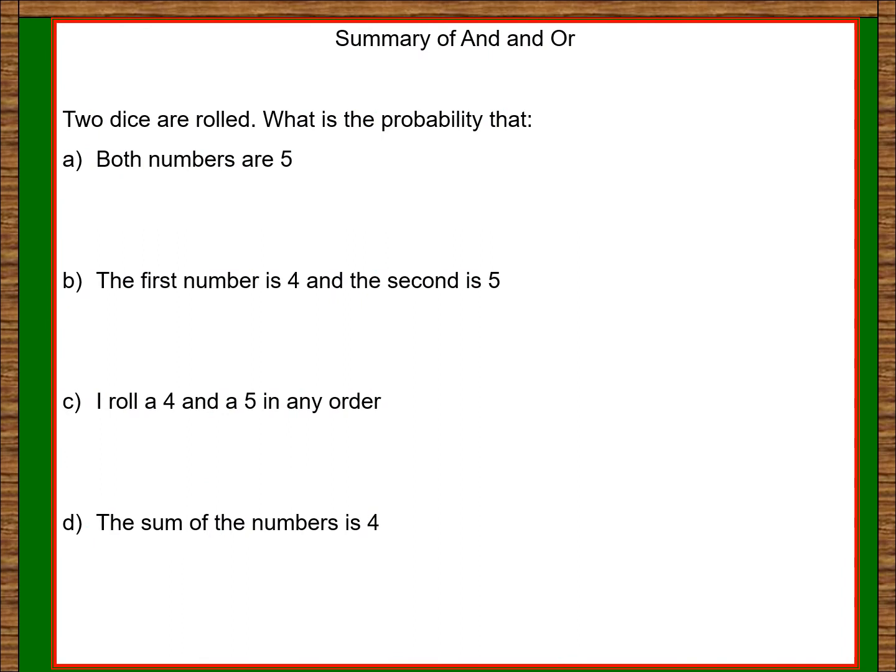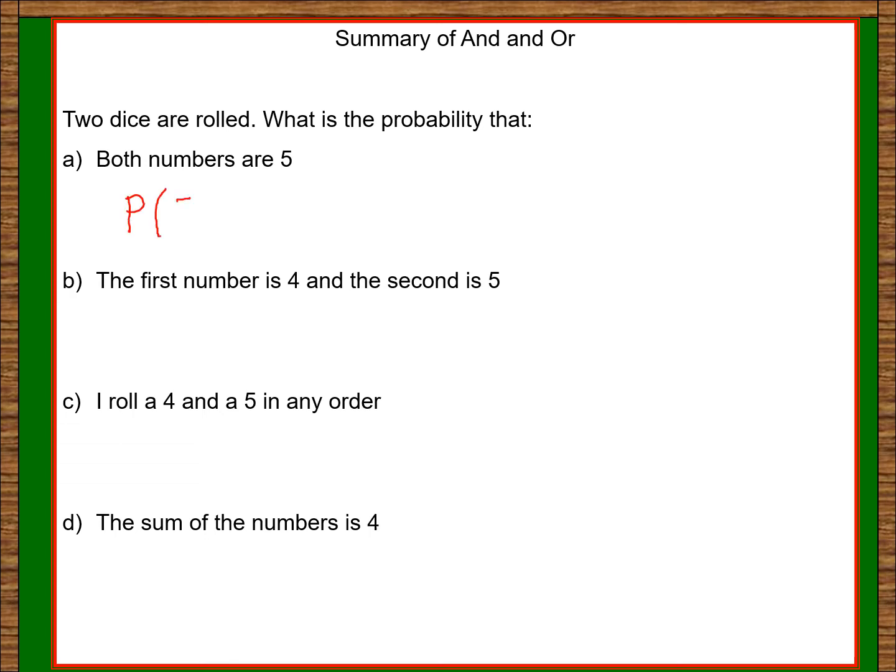Let's recap both the rules, the AND rule and the OR rule, and look at a question where they could be applied together. Okay, so let's look at 2 dice which are rolled. 2 independent events, okay? So the outcome on dice 1 won't affect the outcome on dice 2, and by nature, if they're independent, they're also going to be mutually exclusive because they can't happen together, okay? So let's have a look first of all, the probability that both numbers are 5.